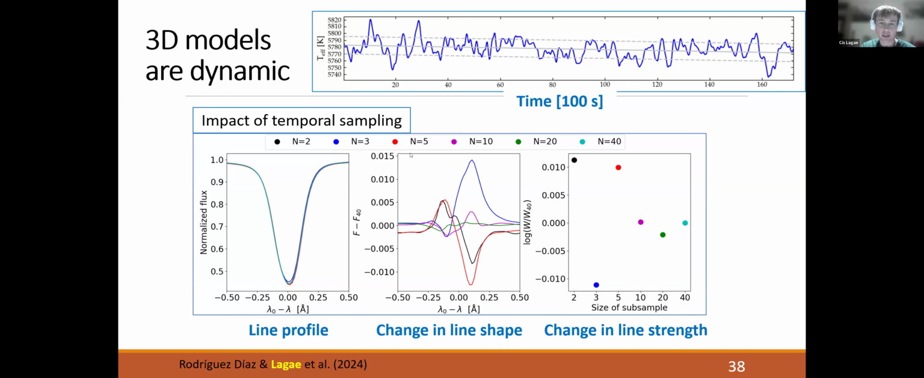Definitely in our EPRV case, you will need at least 10 3D models or 3D snapshots to get a good mean profile that is not changing too much, that's not too dependent on which snapshots you have actually chosen. While if you only pick 3, you may induce some asymmetry in the line profile, which you do not want to see.